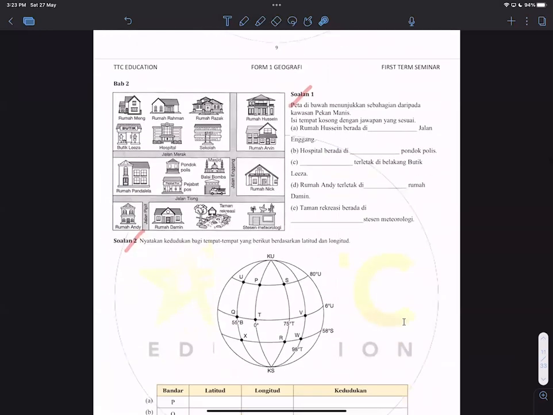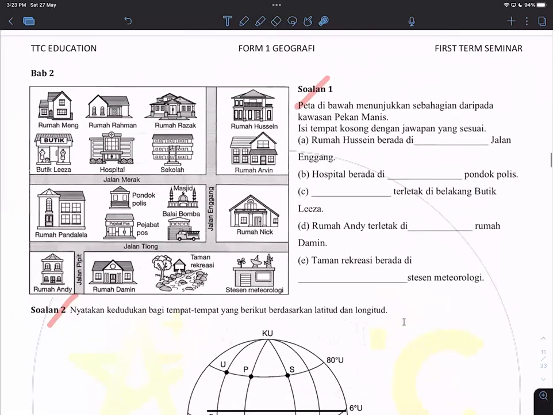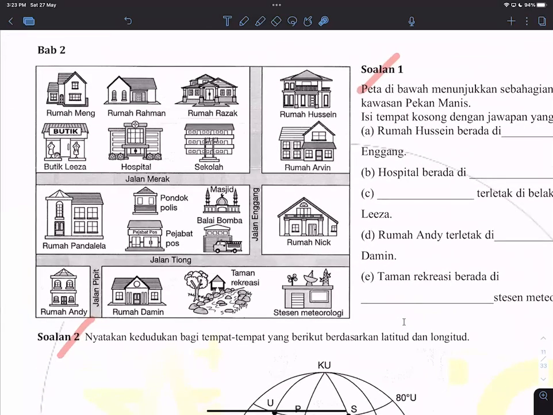So now bab 2, kedudukan, right? So this is the kedudukan, in front, behind. Usually this is the exam type of question. The exercise in our geography notes in normal class is not too close to exam questions. This is an exam question for kedudukan relatif.